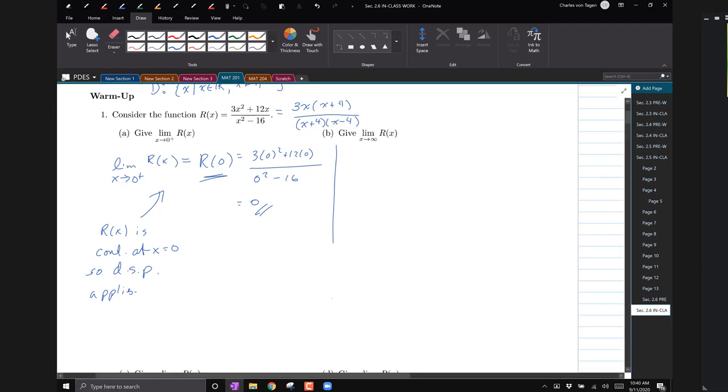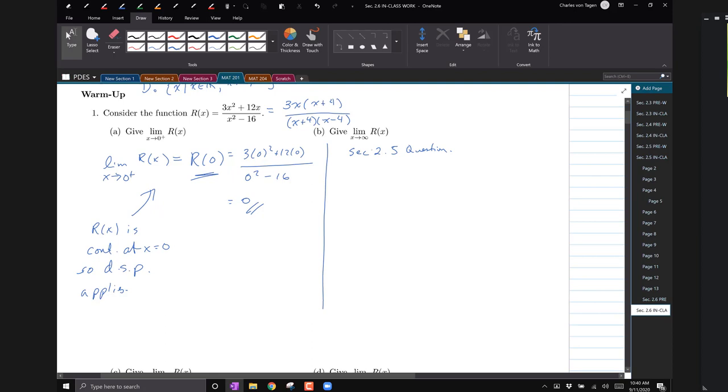All right, let's look at B. Okay. Question B, I'm going to go ahead and say this is a section 2.5 question. I don't expect you to necessarily know the section numbers in this class, but it helps you to separate the types of problems that you're dealing with. This is where we look at the limit as x approaches infinity.